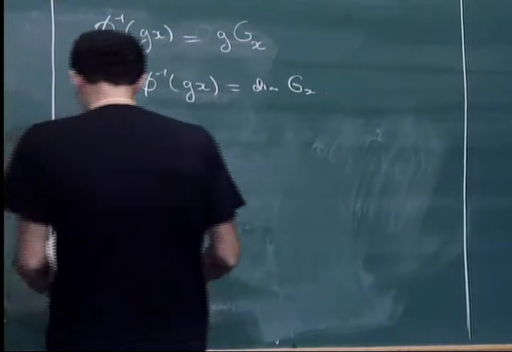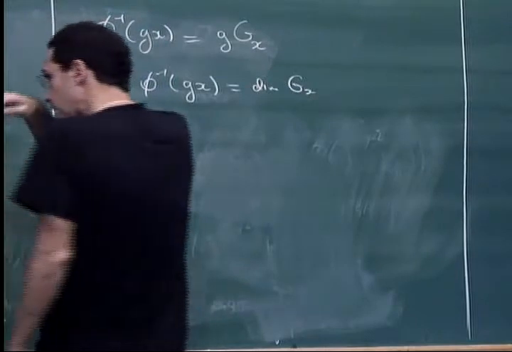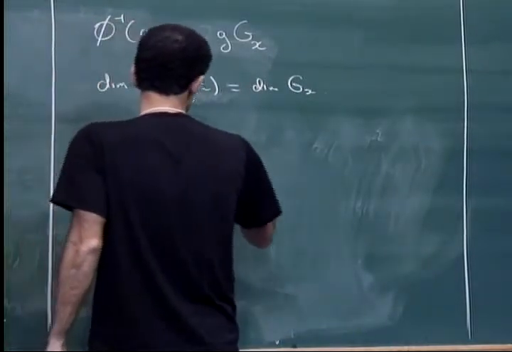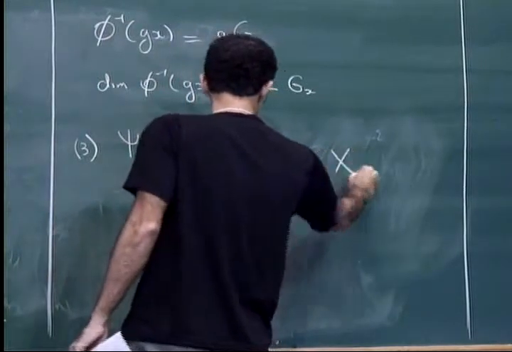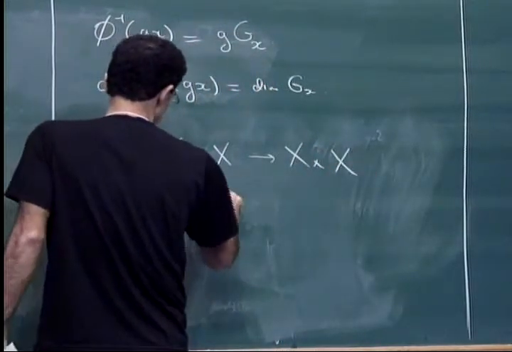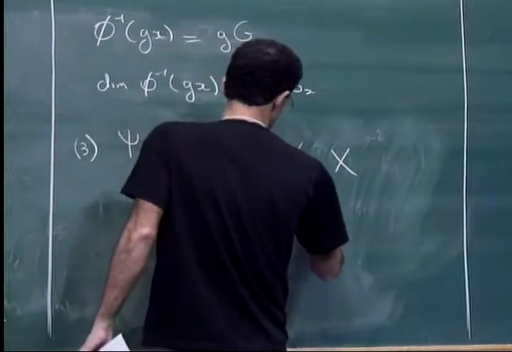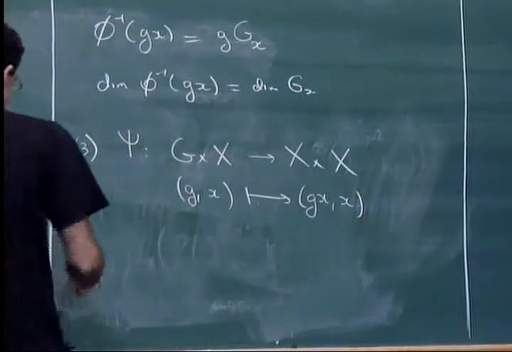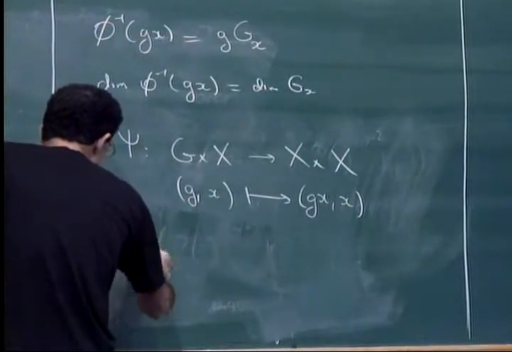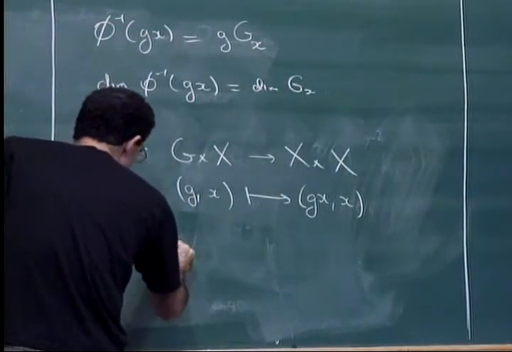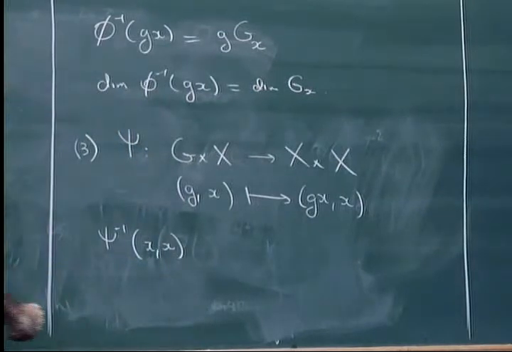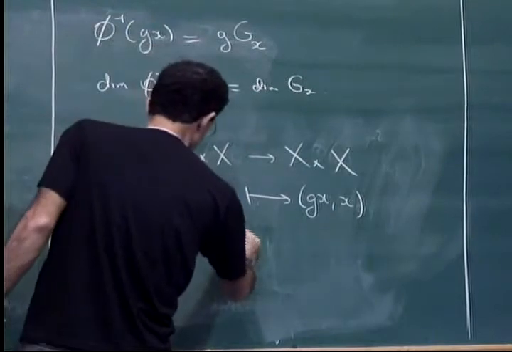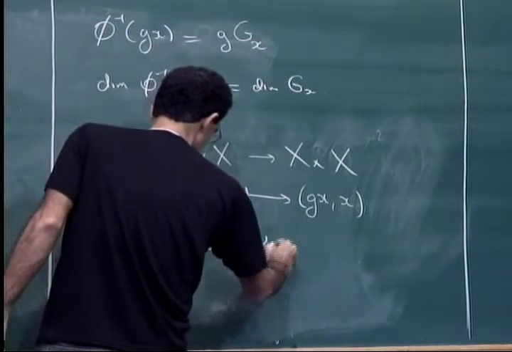As for three, what you do is you consider the following map that takes (g, x) to (gx, x). And then what you get, if you look at the inverse image of a point in the diagonal, is just the coset. You get g times G_x.